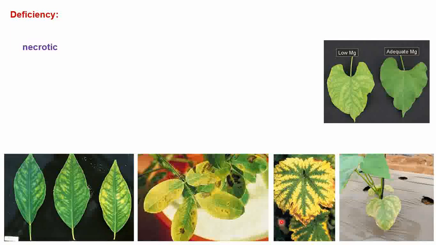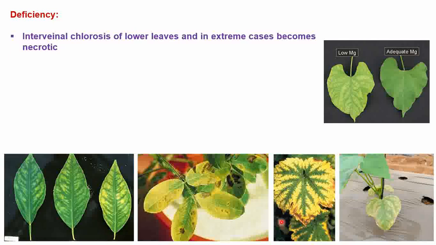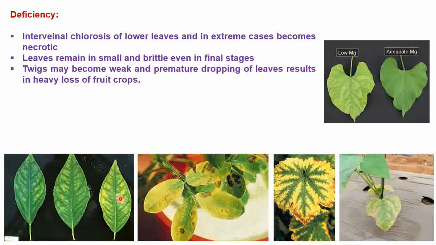Deficiency symptoms of magnesium. Interveinal chlorosis of lower leaves, and in extreme cases become necrotic. Interveinal chlorosis is seen here, because magnesium is an important element in the chlorophyll formation. Leaves remain small, brittle even in final stages. Twig may become weak and premature dropping of leaves results in the heavy loss of the fruit crop.